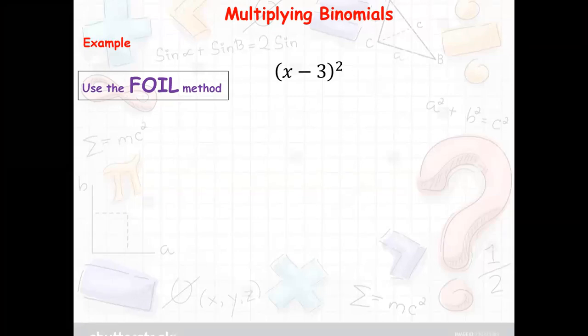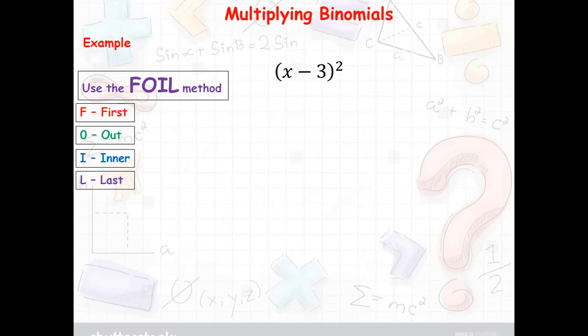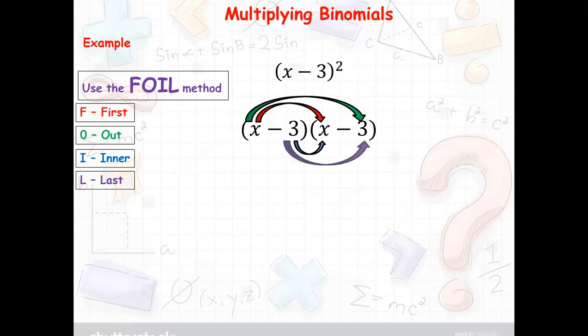5 squared means 5 multiplied by 5. Same thing here: (x minus 3) whole squared means x minus 3 multiplied by x minus 3. Okay, so FOIL method. Using the FOIL method, first we will multiply the first, that's x multiplied by x, and then outer will be x multiplied by negative 3. Inner will be negative 3 multiplied by x, and the last is going to be negative 3 multiplied by negative 3.